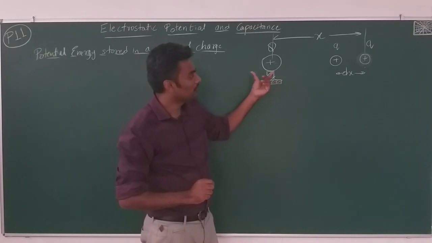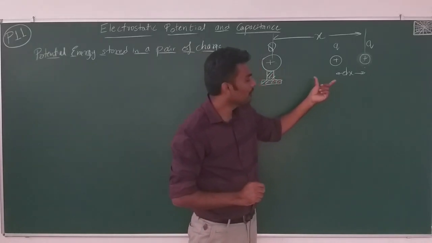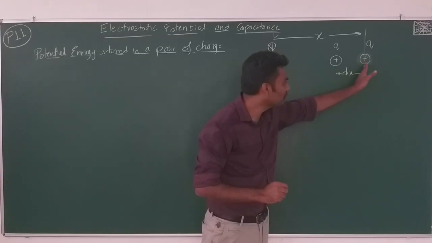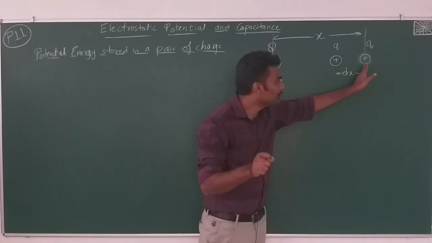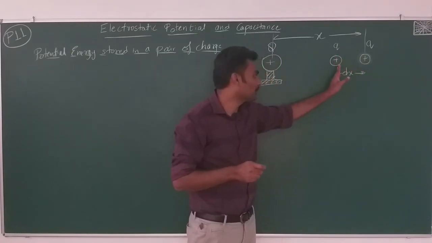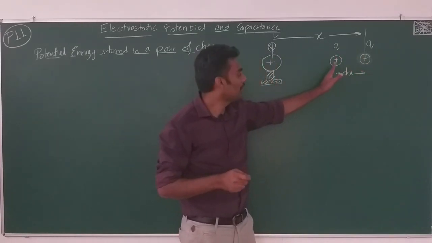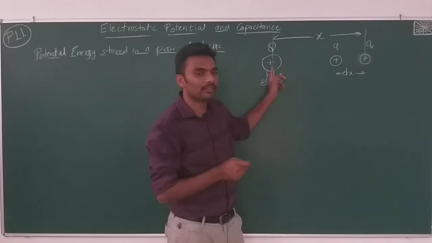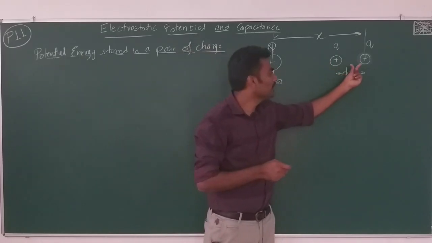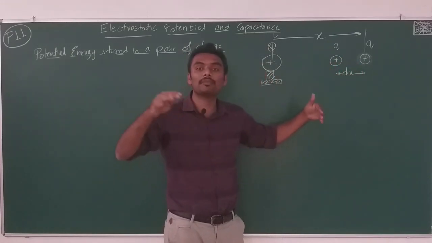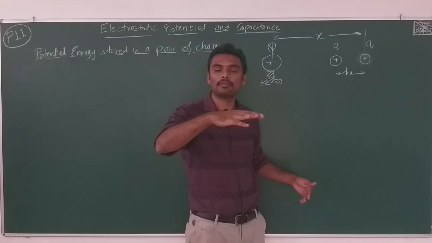See, the force experienced by this charge small q at this position is a bit lesser than the force experienced by the same charge at this point. And as this small charge gets closer and closer to this positive charge Q, the force experienced by it becomes more and more and more. So the force is variable here, not a constant one.